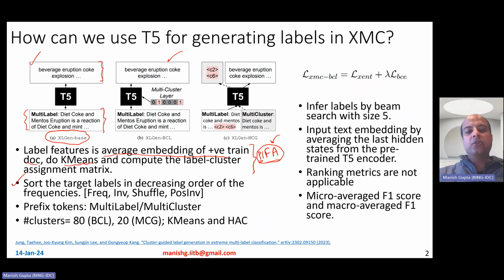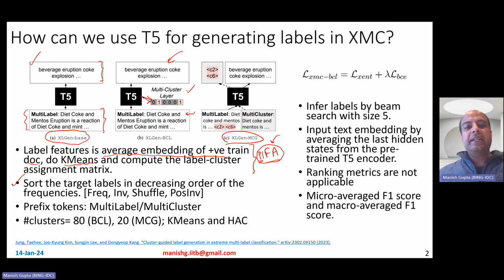And then the other two methods, XLGen BCL and XLGen MCG, they both depend on these clusterings. So the idea is to say that given a data point, first you could practically just decide what clusters your labels could belong to and then guess the actual labels. Okay. In fact, XLGen BCL essentially does multitask learning. They actually predict both the set of labels as well as the clusters together. So this arrow ideally should be outgoing, right? So in the sense that you give the data point's document text as input, and you expect it to generate the labels and the cluster IDs also.